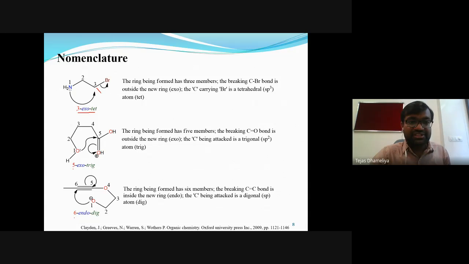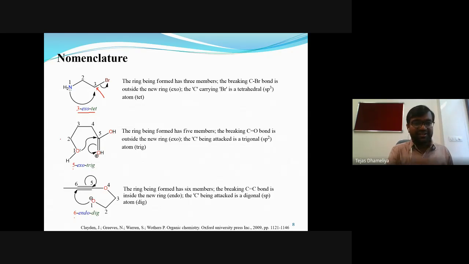Geometry of this carbon, which is present here, unit number 3, carbon number 3. That is an sp3 hybridized carbon. And sp3 hybridized carbon is always called tet, tetrahedral. So the name of this cyclization is 3-exo-tet. 3 क्यों? क्योंकि 3 मेंबर्ड रिंग बन रही है. एक्सो क्यों? क्योंकि बाहर का जो बॉन्ड है वो ब्रेक डाउन हो रहा है. टेट क्यों? Because this carbon is an sp3 hybridized carbon, इसलिए उसको बोलते हैं टेट.